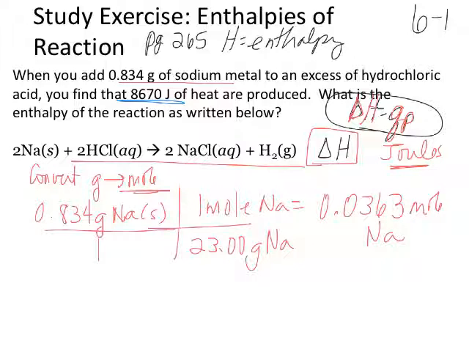Okay, so if it's produced, what is that? That is an exothermic reaction, so it's delta H for this reaction, 8,670 joules. What is the enthalpy of the reaction as written below? So we've got to get this in terms of moles.